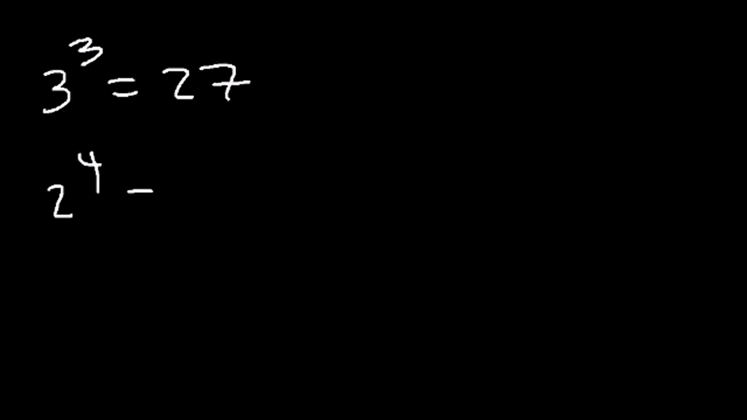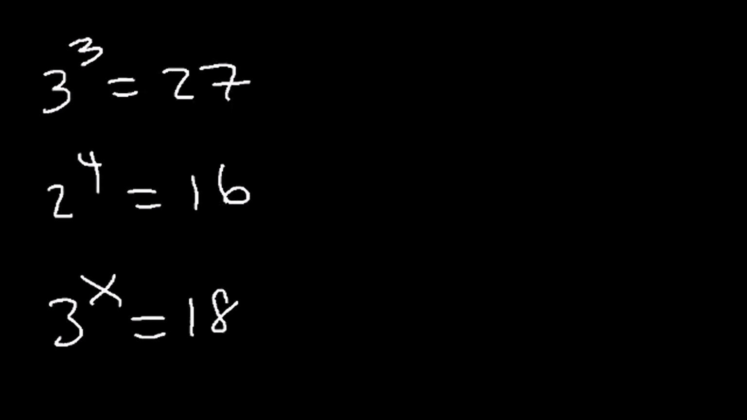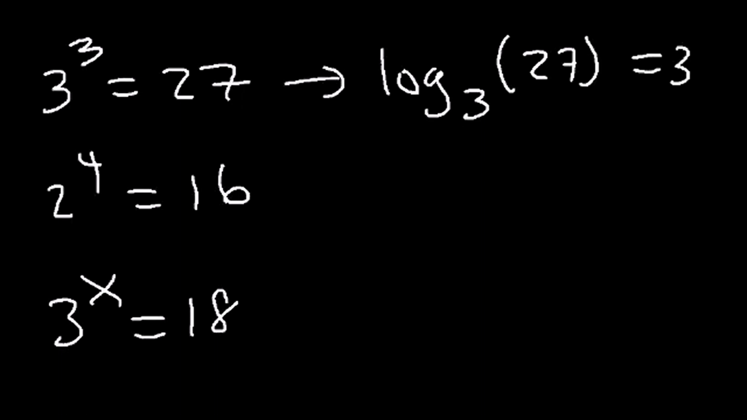So now let's convert back to logarithmic form. Convert each exponential equation into a log. So what this really means is log base 3 of 27 is equal to 3. If you work backwards, 3 to the third is 27. So the exponent always goes across the equal sign. The base that has the exponent is the base of the log.